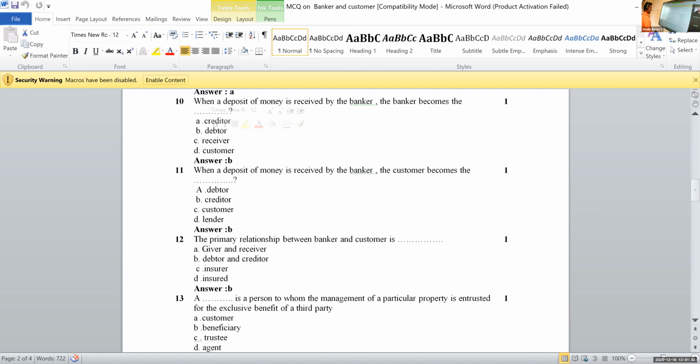So it is related to banking. Then the primary relationship between banker and the customer is, as we already said, debtor and creditor. When a bank accepts deposits from the public, the banker becomes the debtor and the customer becomes the creditor. So the primary relationship between banker and customer is debtor and creditor.